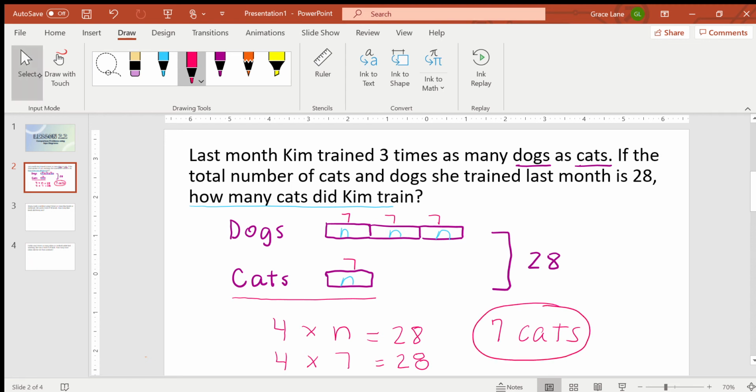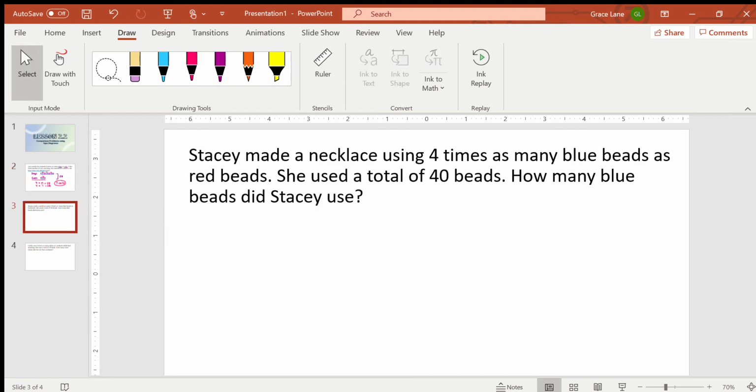The other type of problem, there are 2 more, but the next type is the same kind of thing. We're comparing 2 different things. It says Stacy made a necklace using 4 times as many blue beads as red beads. She used a total of 40 beads. How many blue beads did Stacy use?